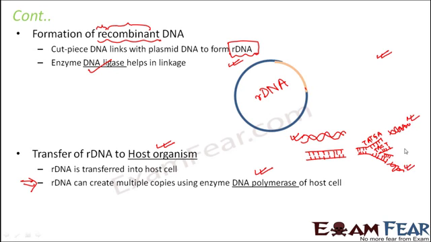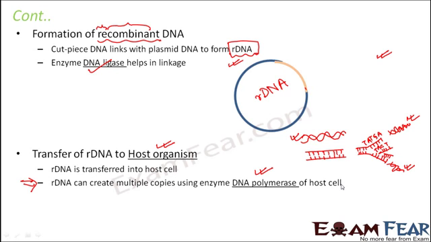So which enzyme helped here? DNA polymerase. So DNA polymerase is the enzyme which helps in creating multiple copies. So here also this recombinant DNA wants to create multiple copies, and it will create them with the help of DNA polymerase, which is present in the host cell.